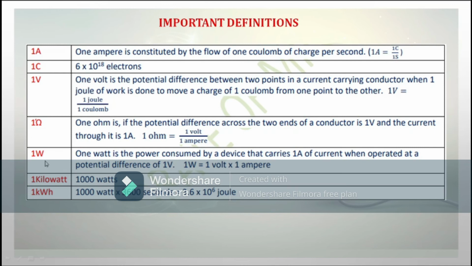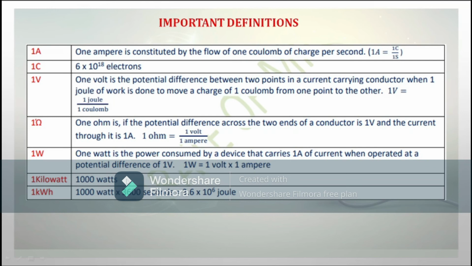And what do you mean by 1 watt? 1 watt is the power consumed by a device that carries 1 ampere of current when operated at a potential difference of 1 volt. So it can be written in this form, that is 1 watt is equal to 1 volt into 1 ampere. And then what do you mean by 1 kilowatt? Here kilo means 1000. So 1 kilowatt is equal to 1000 watts.